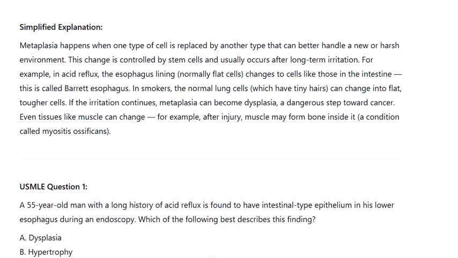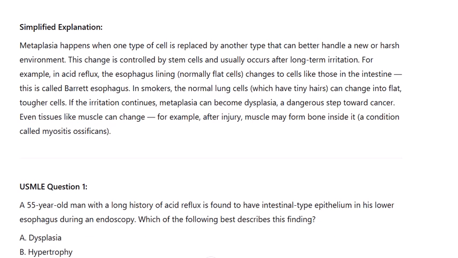In smokers, the normal lung cells, which have tiny hairs, can change into flat, tougher cells. If the irritation continues, metaplasia can become dysplasia, a dangerous step toward cancer. Even tissues like muscle can change. For example, after injury, muscle may form bone inside it, a condition called myositis ossificans.